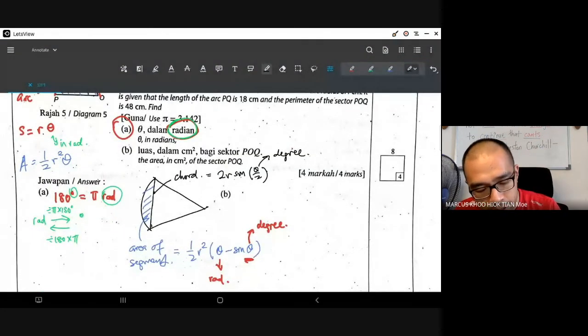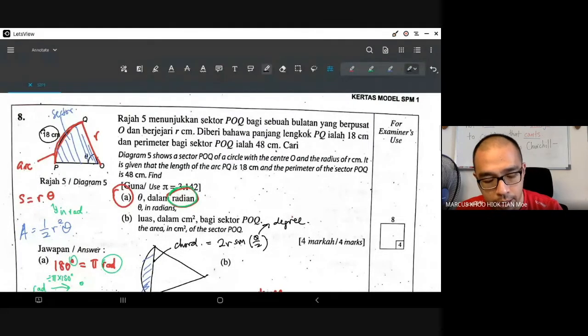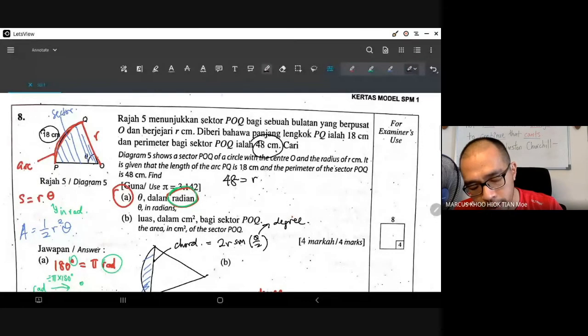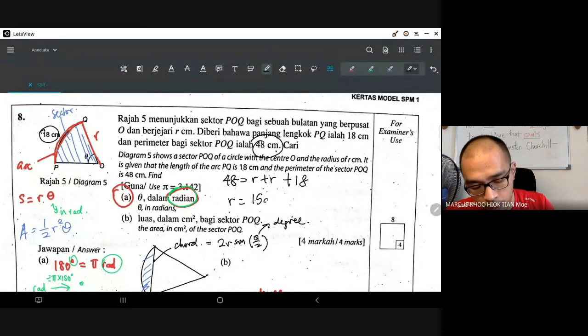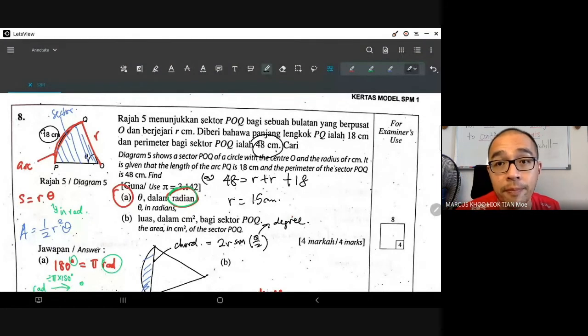The perimeter is 48, so let's start from there. 48 equals 2 radius, we add, and then plus the 18. This one, r is very easily found. So r will give you 15 cm. This is question A.